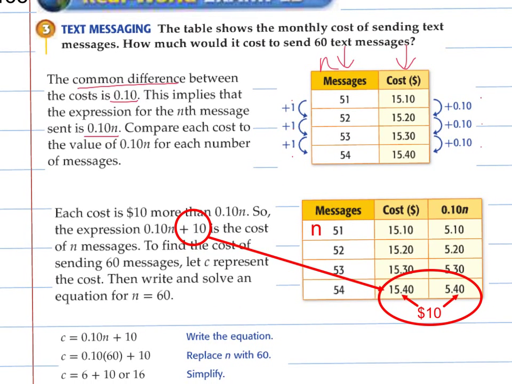Each cost is $10 more than 10 cents per message. So the expression 10 cents n plus 10 is the cost of n messages. To find the cost of sending 60 messages, let C represent the cost and write and solve an equation for n equals 60.